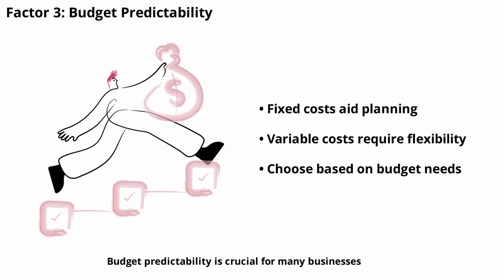Budget predictability is crucial for many businesses. Per-seat pricing offers a fixed monthly cost, making it easier to plan and allocate resources. Usage-based pricing, while flexible, can make budgeting more complex due to variable monthly expenses. If your business requires strict budget control, per-seat pricing may be the safer choice. However, if you can tolerate some variability, usage-based pricing could offer savings during low activity periods.